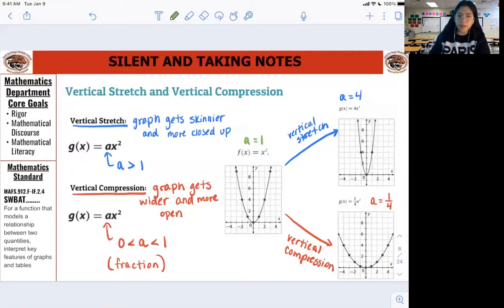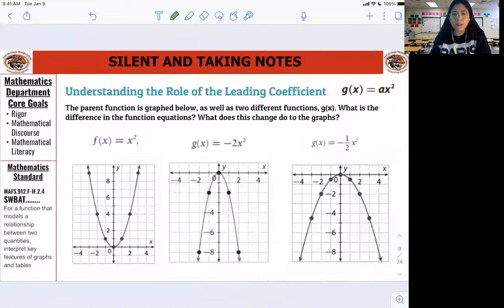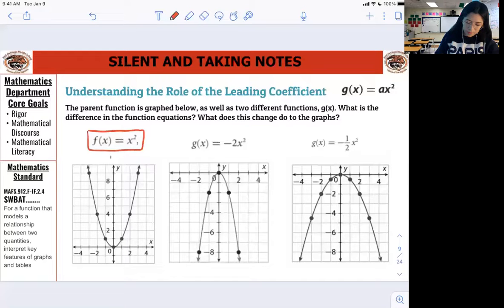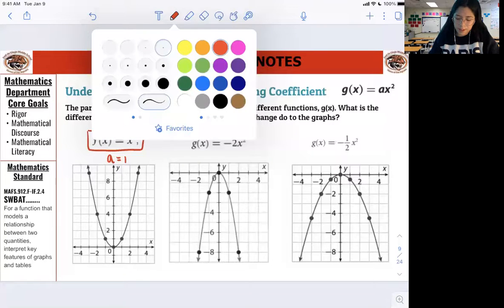Cool. Okay, now let's take a look at a different type of transformation. Let's take a look at what's going on here. So again, my leading coefficient is 1 in the parent function. A equals 1. What's going on in the second one? What is the leading coefficient?